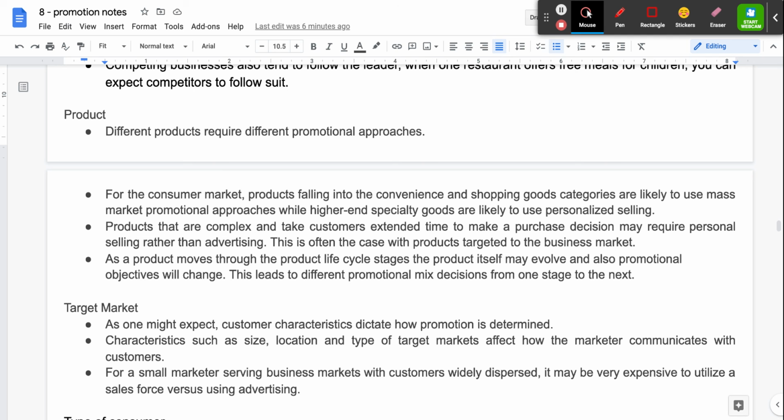And then as the product moves through the product life cycle, the product itself may evolve and promotional objectives will change. And we talked about that before. As we go through that product life cycle, it's going to change depending on what you're going to do. And then your promotional mix is going to change based on that.